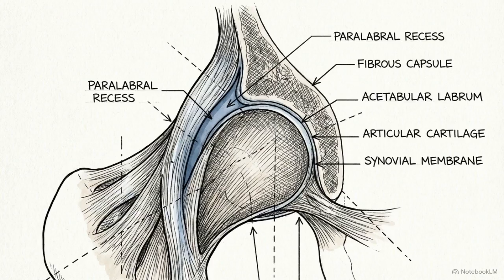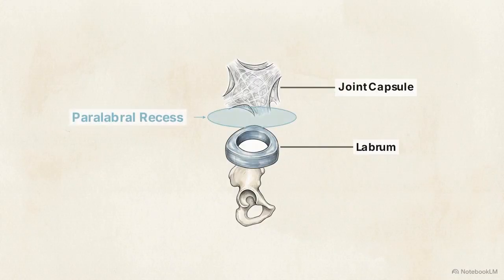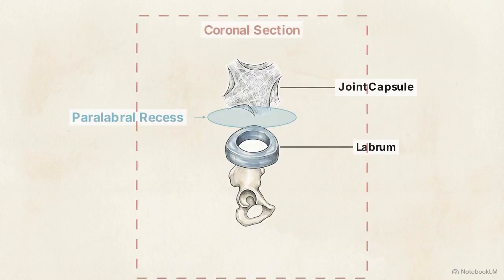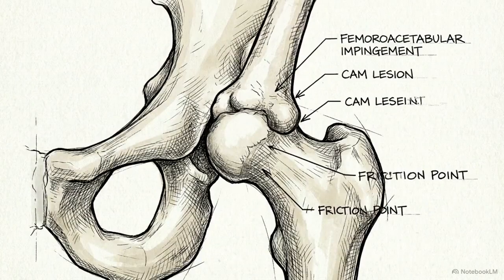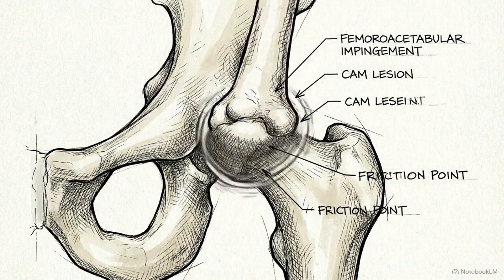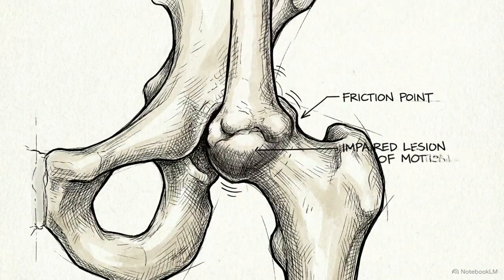Another common variant is the paralabral recess. This is an anatomical space located between the joint capsule and the labrum, and it is most clearly visualized on coronal MRI sections. When true pathology occurs, the chondrolabral junction is often the primary site of derangement, particularly in patients with CAM-type femoroacetabular impingement. Femoroacetabular impingement, or FAI, is a condition where excess bone on the femur or acetabulum creates abnormal friction during joint motion.